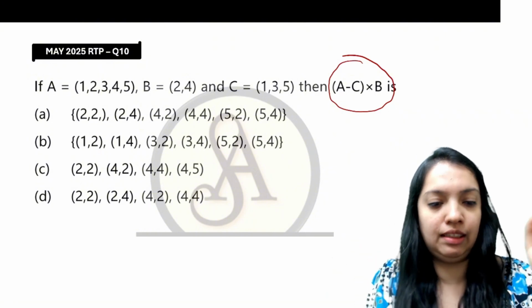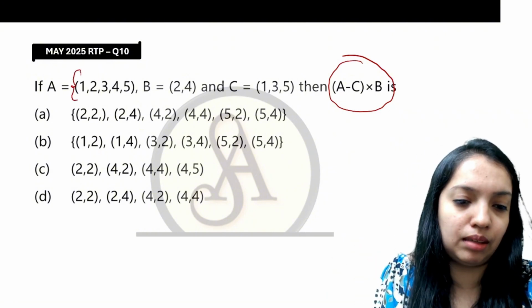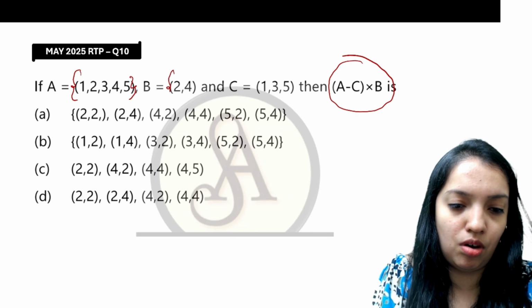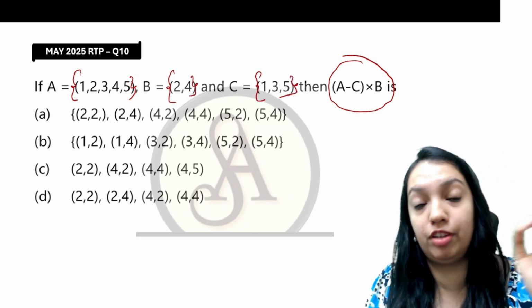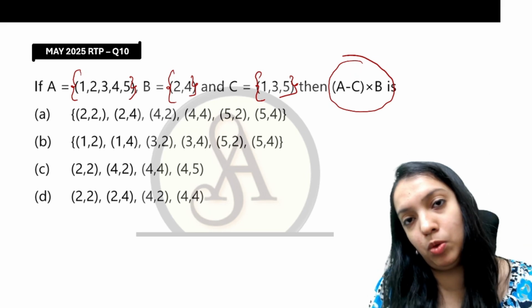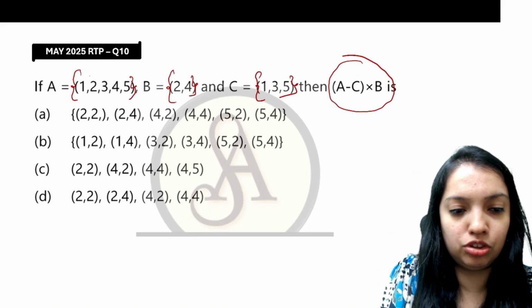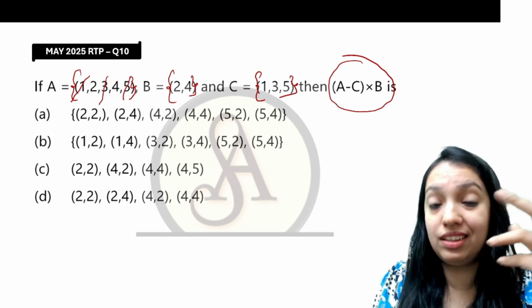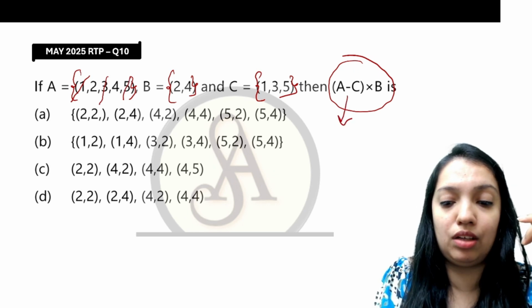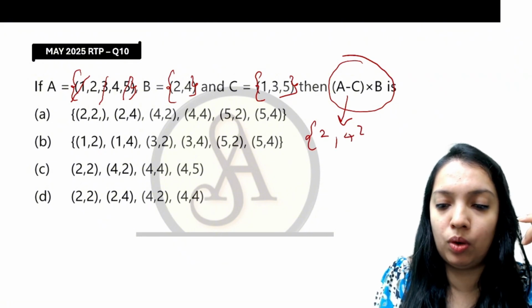Whenever they give you a set, it has to always come in flower bracket. From A, I am removing all the set C elements. So 1, 5 and 3 are removed. What is left out? A minus C is equal to {2, 4}.